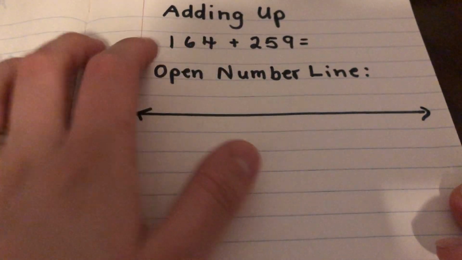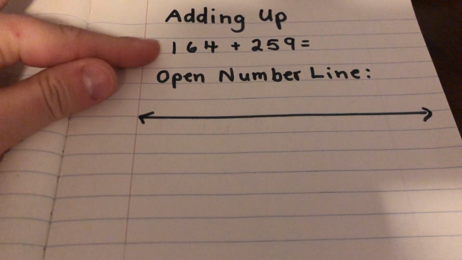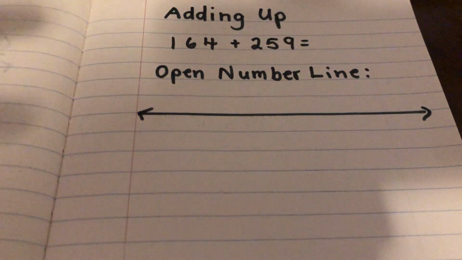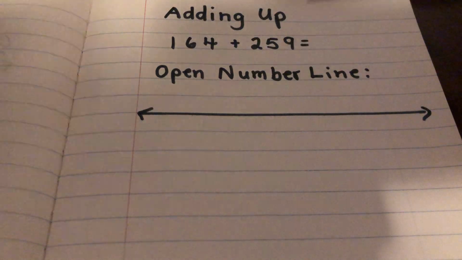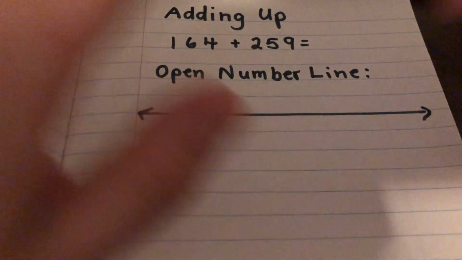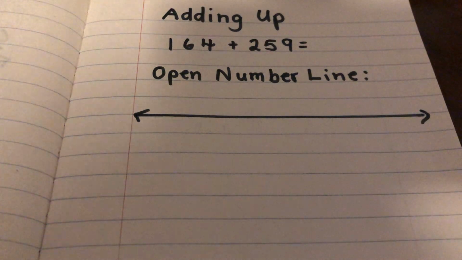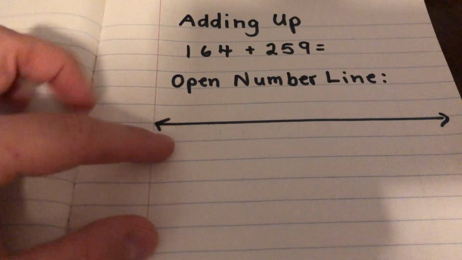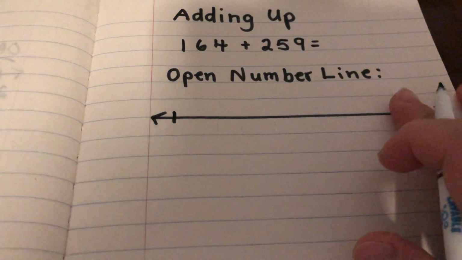So the first thing we're going to do is read our number sentence. 164 plus 259. When I add up on a number line, I like to choose the larger number because it's just less jumps that I have to make. But it's up to you. You can use either addend to start adding up from. The number that you choose, your starting number, is going to go on the left-hand side because we are adding up from that number. So the end number is going to be larger.